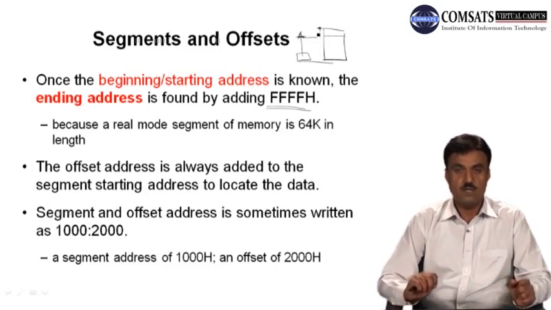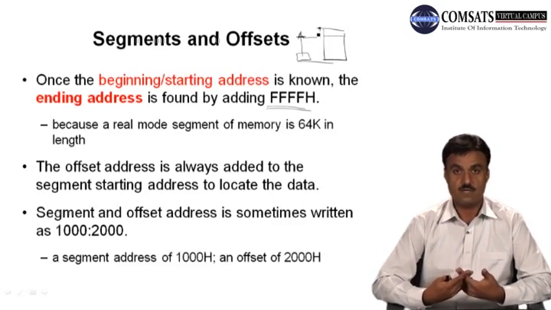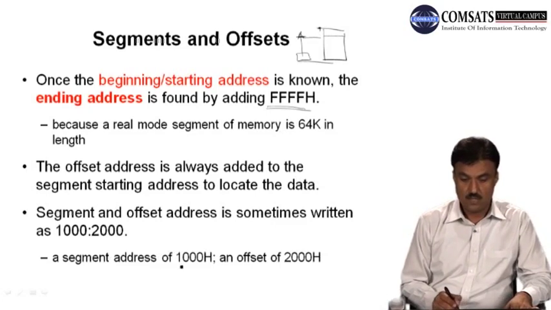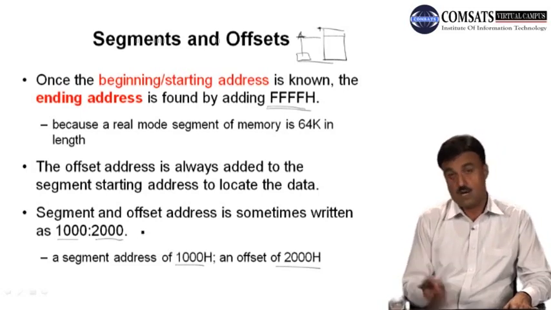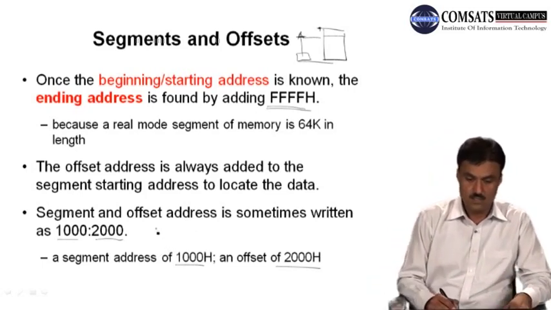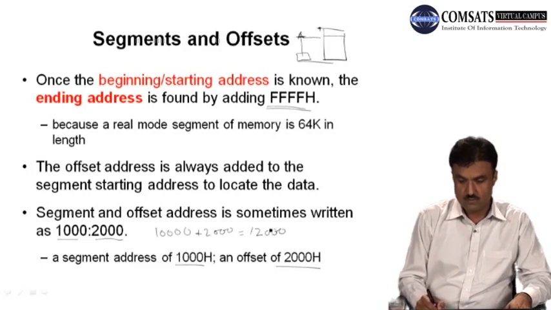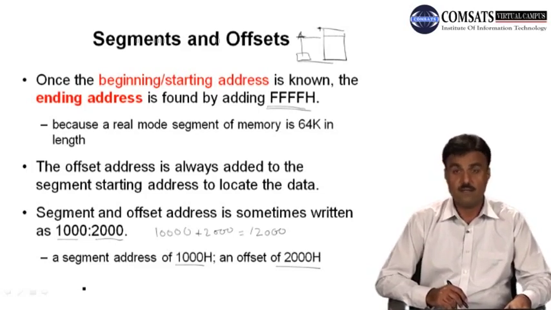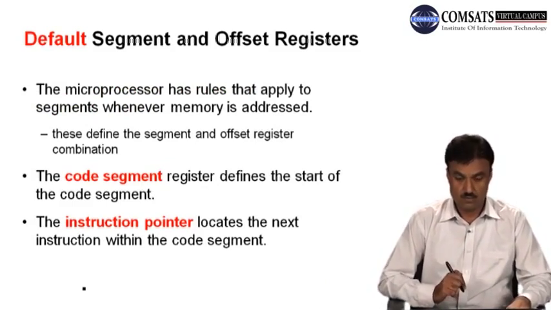Segment and offset addresses sometimes have special representations. In different books, when you study addressing schemes and want to address any memory location, we have the base address, or starting address, or segment register value, plus offset. So the segment address is this one and the offset is this one, and it is represented like this. For example, if I ask what address we can access using this segment and offset, the answer is: first we append 0, then we add 2000, so it will be 12 and 00 and so on. This is the method we use to access a memory location in real mode.